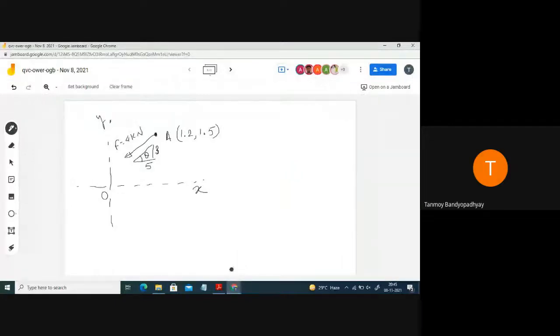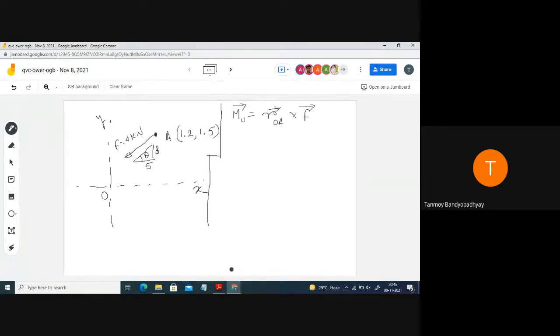When you are supposed to do it using the scalar method, you can try it using the lever arm. So let's do it by the vector method itself. Okay, we will be doing it using the vector method. So if we are supposed to find M_O, that should be equal to r_OA cross vector F.